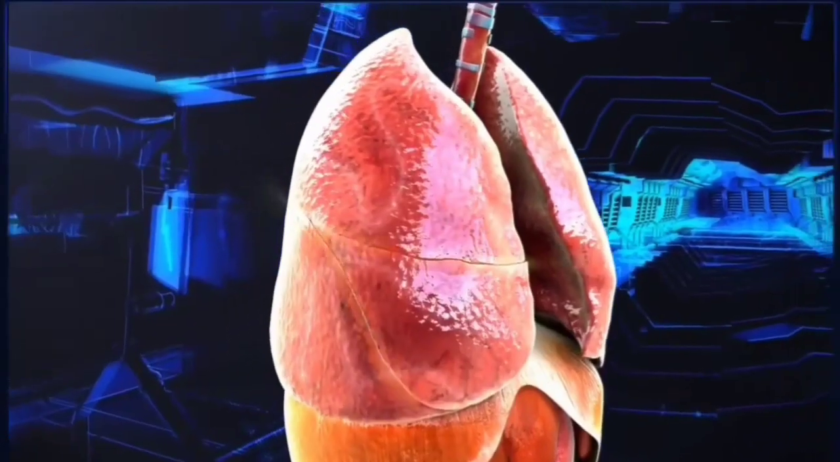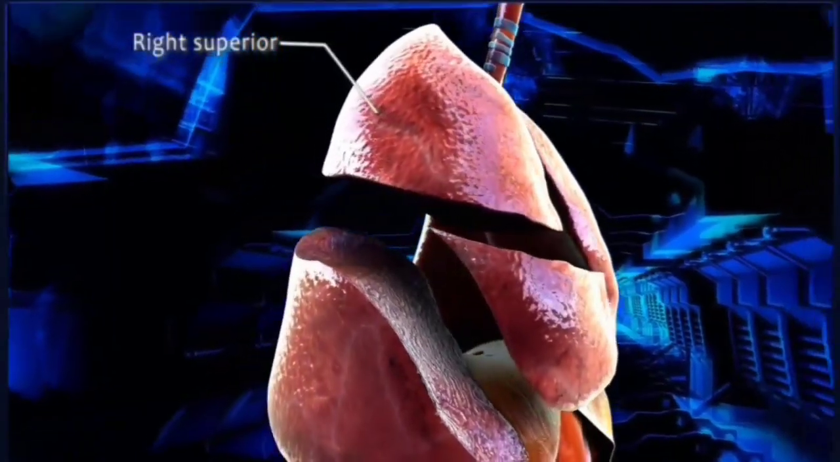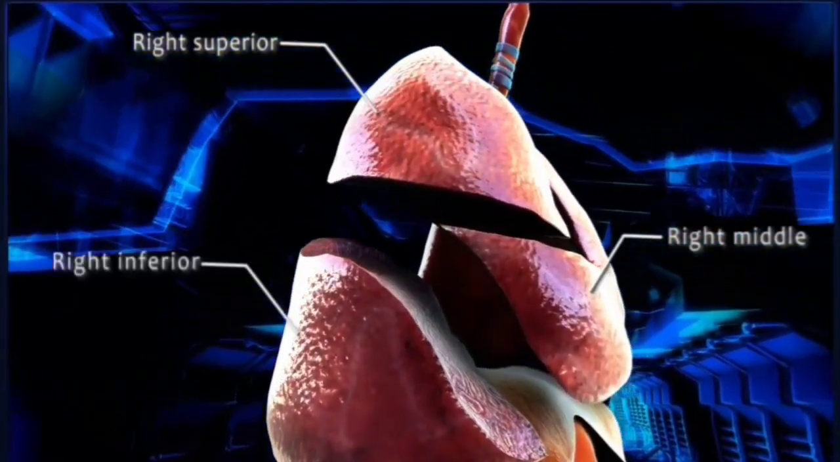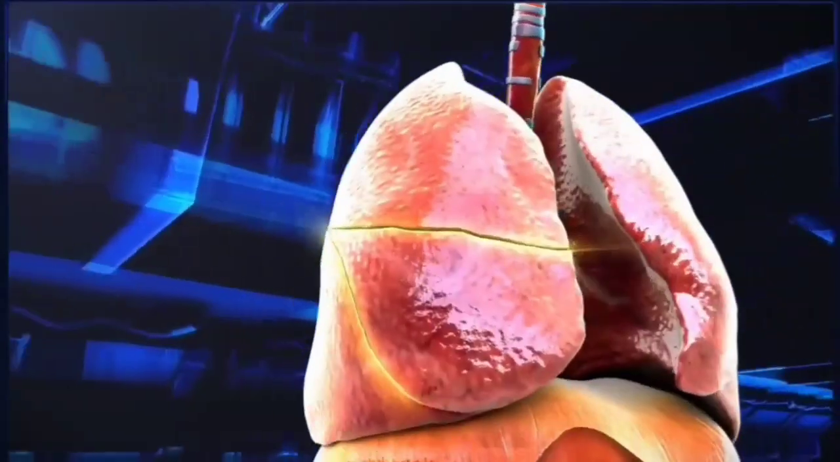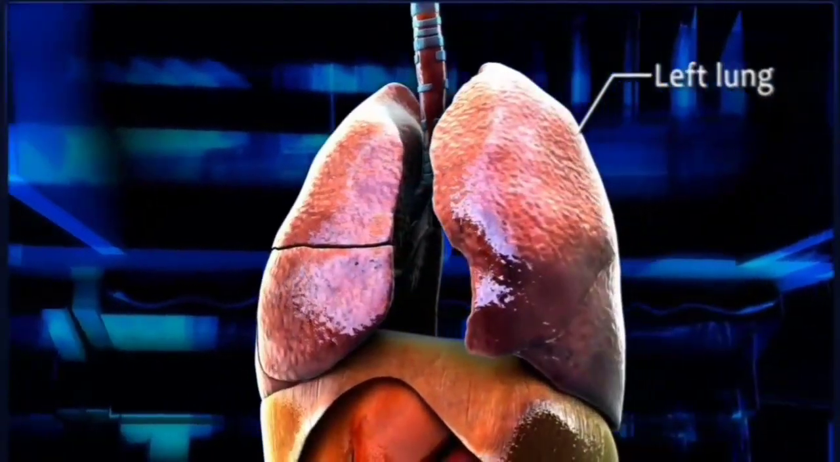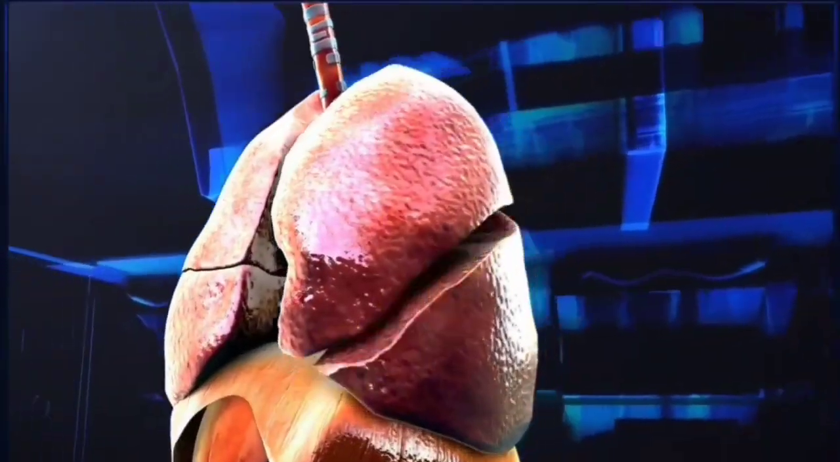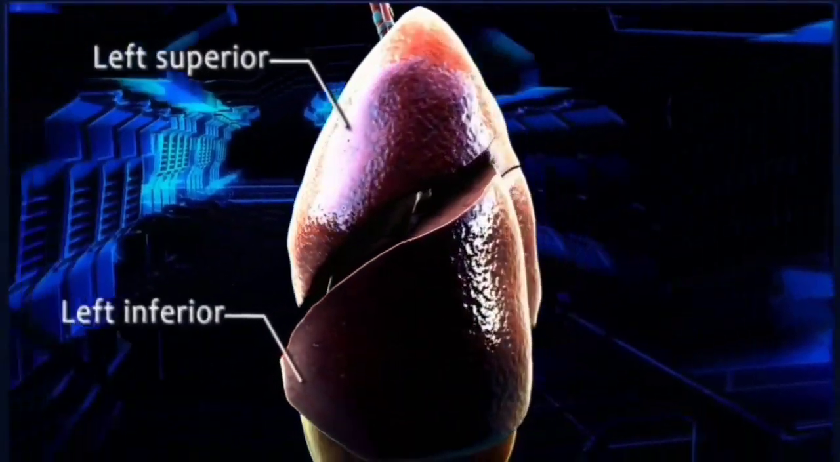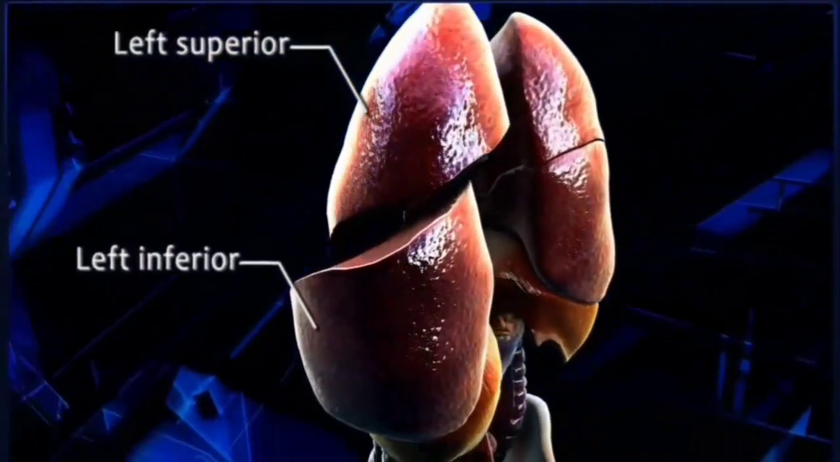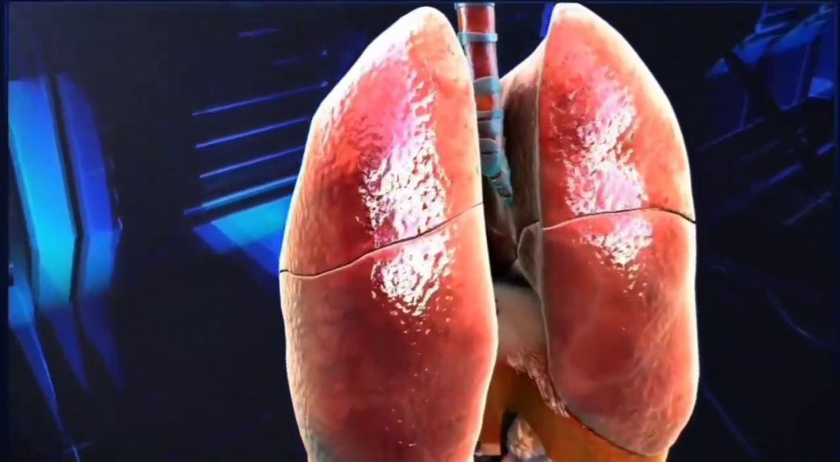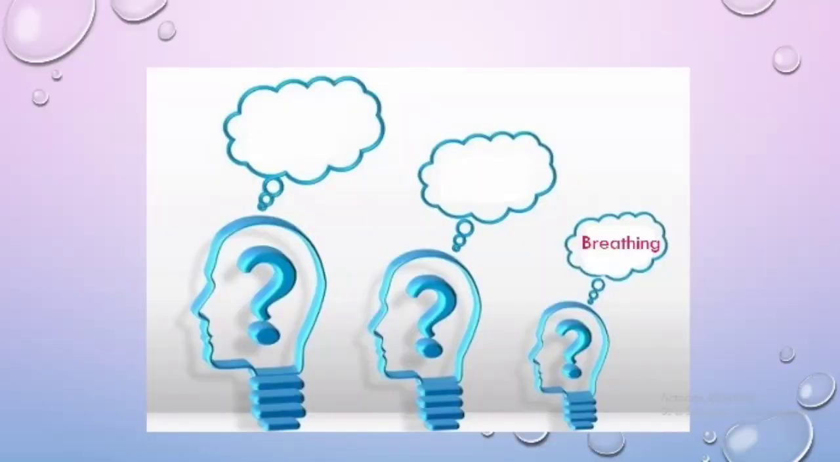As I have explained, here you can have a clear view of the lobes as how it is arranged, like right superior, right middle and right inferior. And towards the left lung is arranged as left superior and left inferior. The interesting fact is your left lung is 10% smaller than your right one.